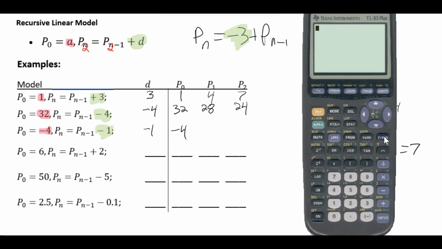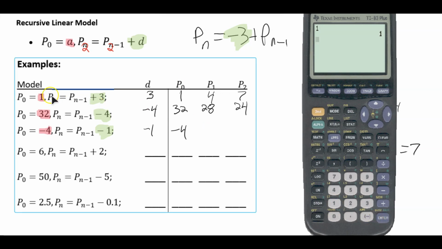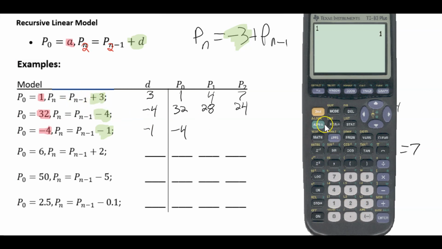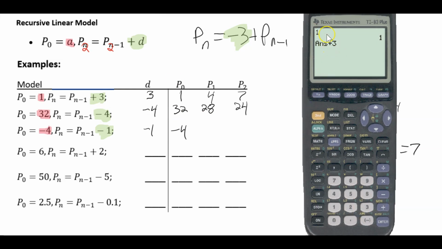So let me demonstrate. You would start off by putting the first term, 1, for the first problem. We already have the first few, so I just do it again, 1, and hit enter. Now, for the recursive definition, wherever you see the p sub n minus 1, you replace that with answer. So we would have answer plus 3. What the calculator is going to do is it's going to use 1 for the answer spot, and then it's going to add 3 to that, and it should give us 1 plus 3 is 4.